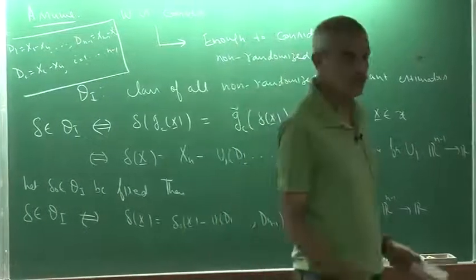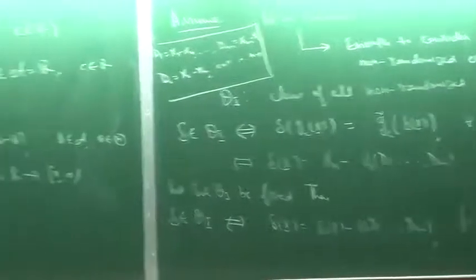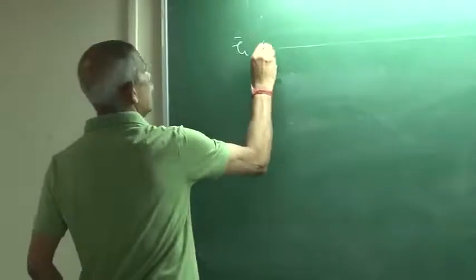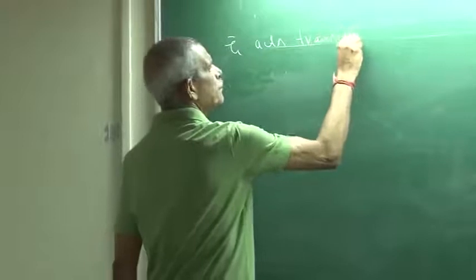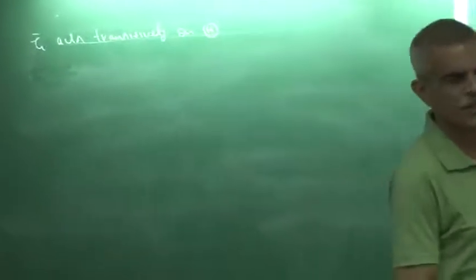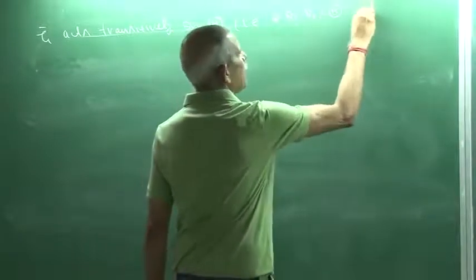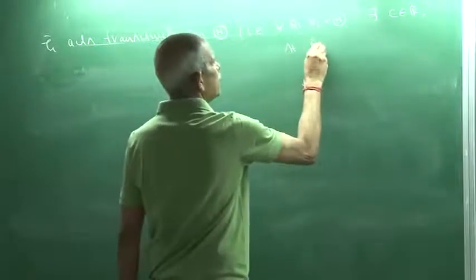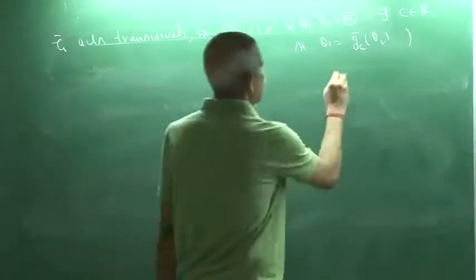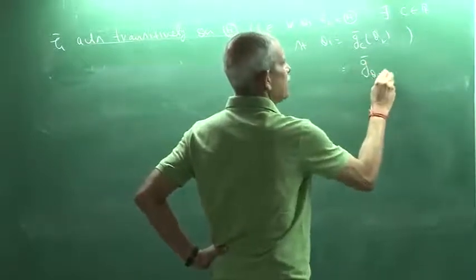Now, we also noted over here that g bar acts transitively on theta. So this also we did last time. G bar acts transitively. What does that mean? That means any two elements of the parameter space theta are related through some g bar c. So that means for every theta 1, theta 2 belonging to theta, there exists a c belonging to R such that theta 1 is same as g bar c of theta 2. Right? That is very clear. Basically here theta 1 can be written as theta 2 plus theta 1 minus theta 2. So it is nothing but g bar of theta 1 minus theta 2, theta 2.